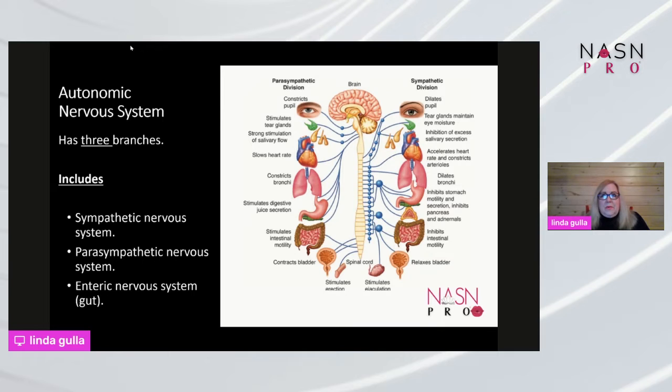So what is the autonomic nervous system? It has 3 branches and includes the sympathetic nervous system, the parasympathetic nervous system, and the enteric nervous system, which is our gut. And if you look at the image here, the parasympathetic division of the brain is opposite of the sympathetic division. They do opposite things, but they're both part of our involuntary emotions.